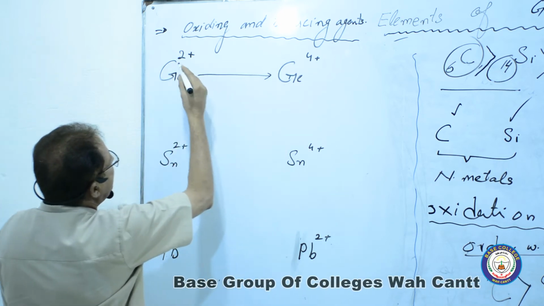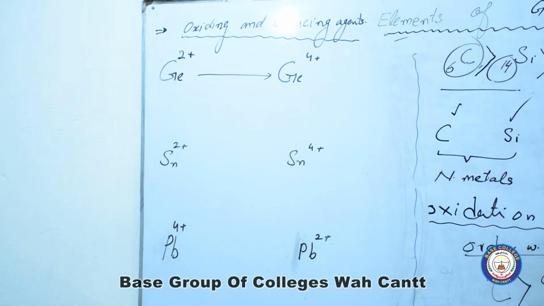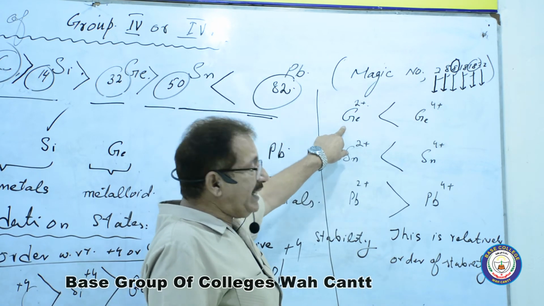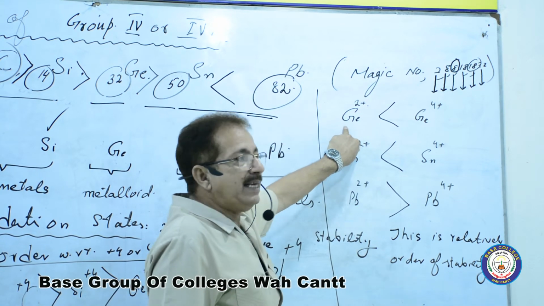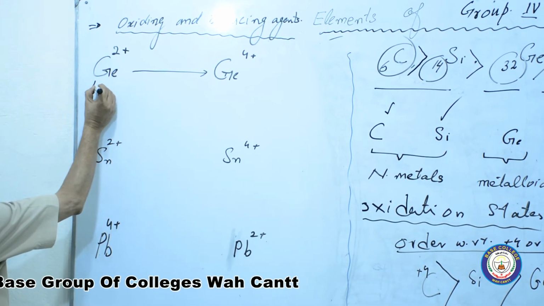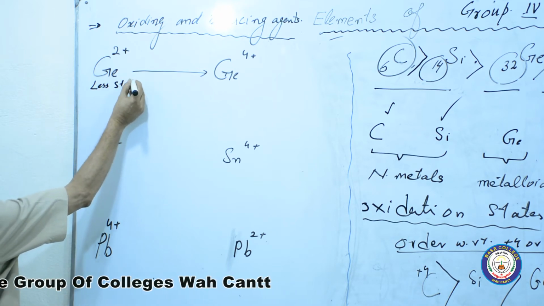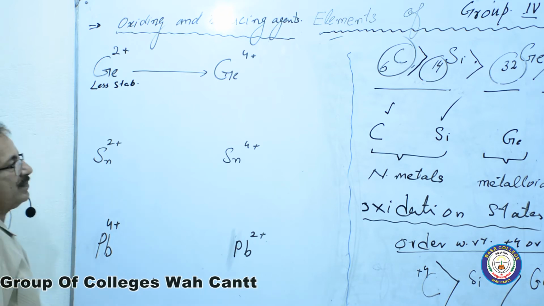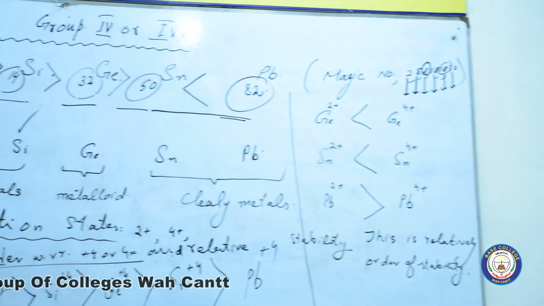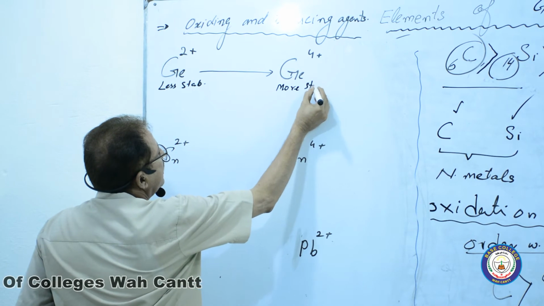Germanium Ge plus 2. You know, with respect to stability, Ge 2 positive is less stable. That's why I am writing here less, that is less stable. Germanium Ge 4 positive is more stable, so I write here more stable.